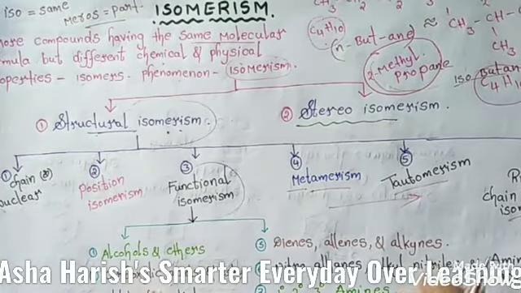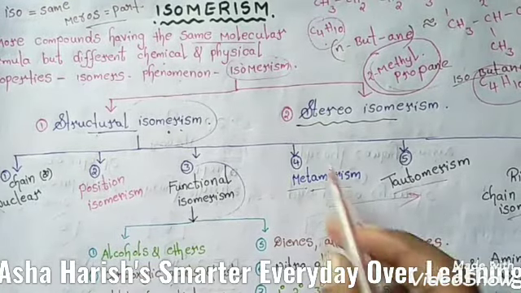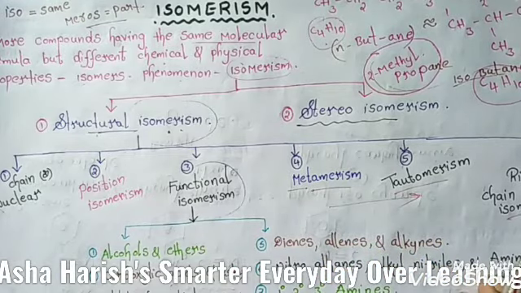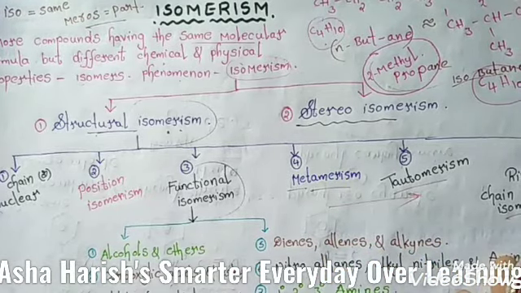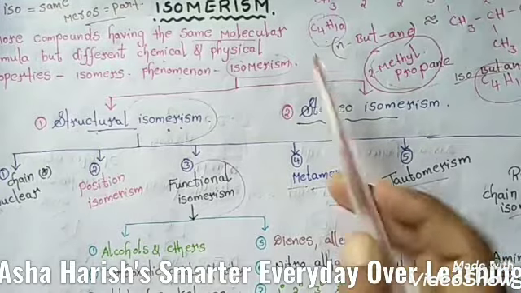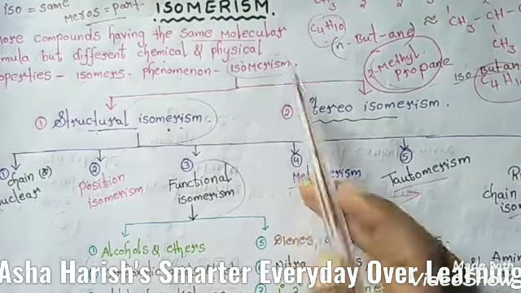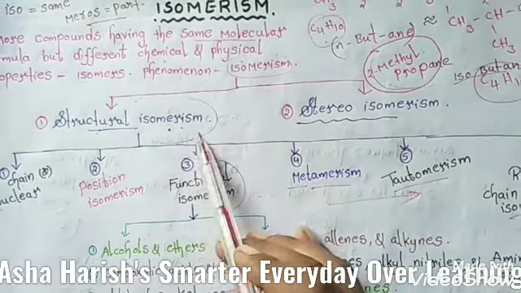Again we have come back to this mind mapping which we discussed previously at the starting of this class about isomerism. Here the isomerism definition is completed and the two main types are completed: structural isomerism and stereoisomerism.